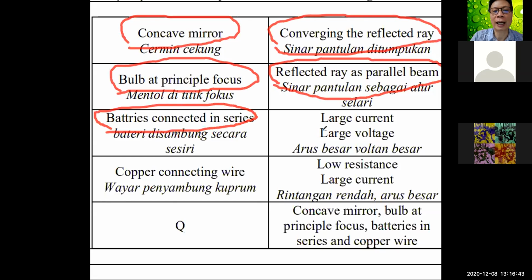And next, battery arranged in series. The reason is larger current, larger voltage. When you put the batteries one by one like this in series, it will total up all the current and total up the voltage, so it becomes larger. Larger current, larger voltage. And the last one, we choose copper connecting wire because it has low resistance. Low resistance means easier for the current to flow. Okay, so like this, you have 8 marks already. 1, 2, 3, 4, 5, 6, 7, 8 marks. Still got another 2 marks.